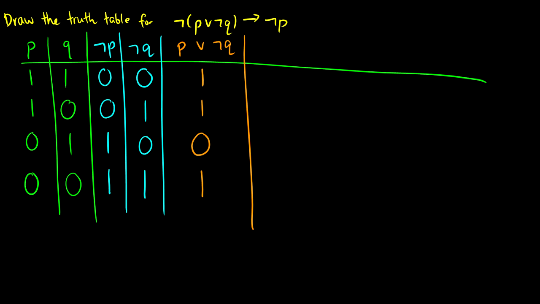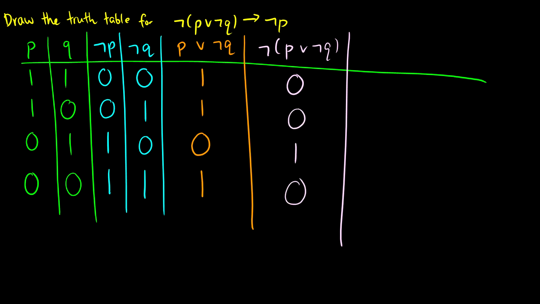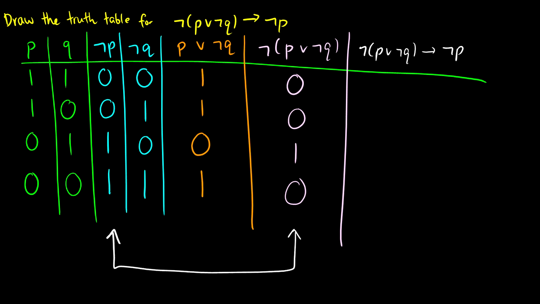Then we're going to take the negation of that, so we're going to have not P or not Q. So we just take the negation, so instead of 1, 1, 0, 1, we'll have 0, 0, 1, 0. And then we'll put it all together. So our last line is going to be not P or not Q, arrow not P. So we're taking a look at these two columns here. So again, this is only false when not P or not Q is true and not P is false.